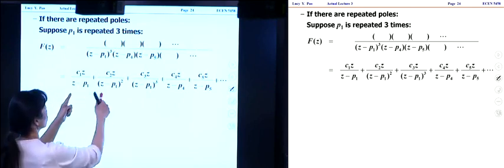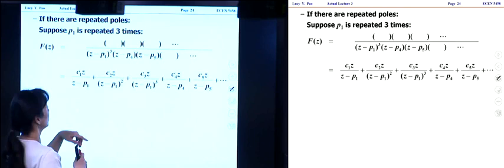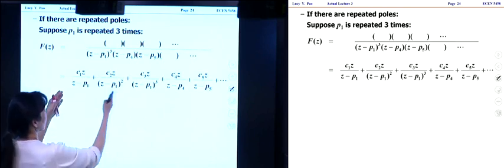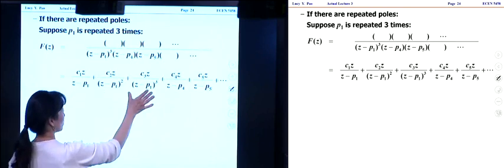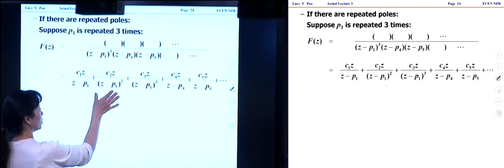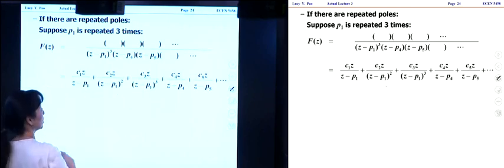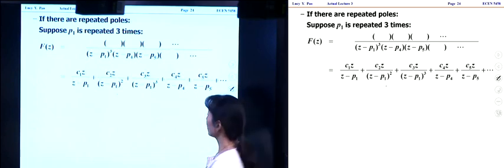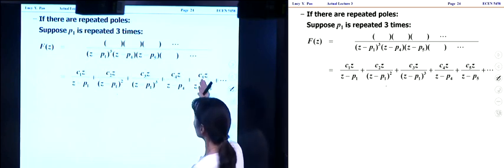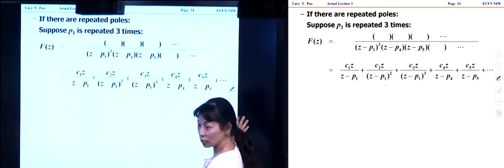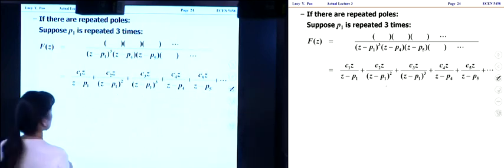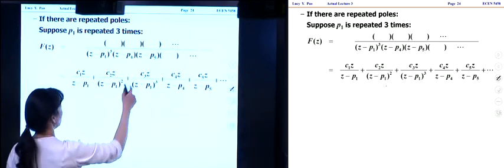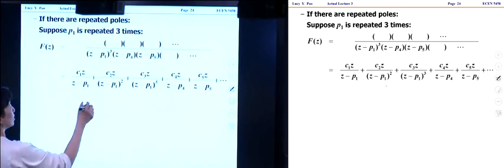You would have 3 terms that correspond with the p1, of this form. So one with the z minus p1 cubed in the denominator, one with the z minus p1 squared in the denominator, and one with z minus p1. And then the rest is as before. So you'd compute c4, c5, etc. the same way as before, all right? And here you would compute c3 the same way as before.